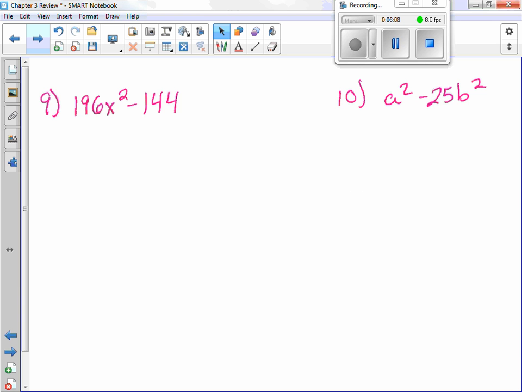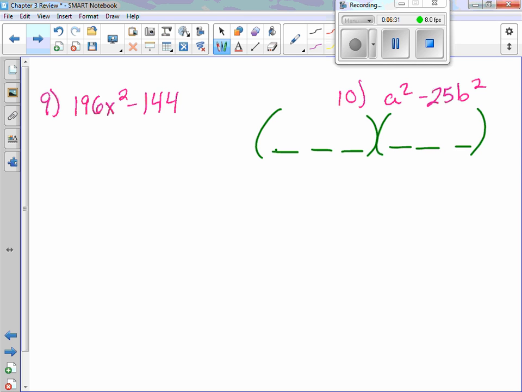Now, number 10 is a little bit special, but it is a difference of perfect squares. Because a squared is a perfect square. It's a times a. 25b squared is a perfect square. 25 is a perfect square. It's 5 squared. And b squared is just b squared. It works out it is a difference of perfect squares.